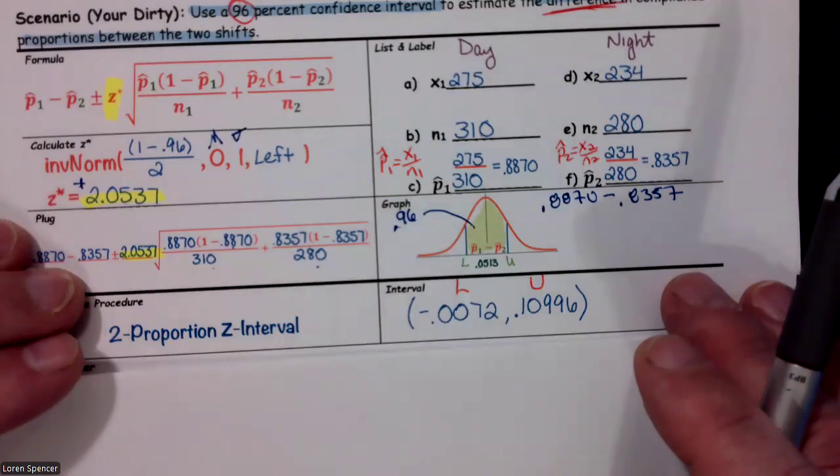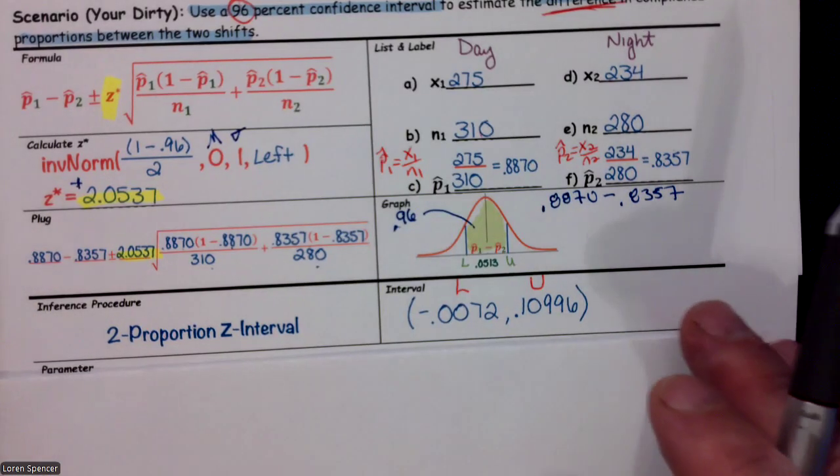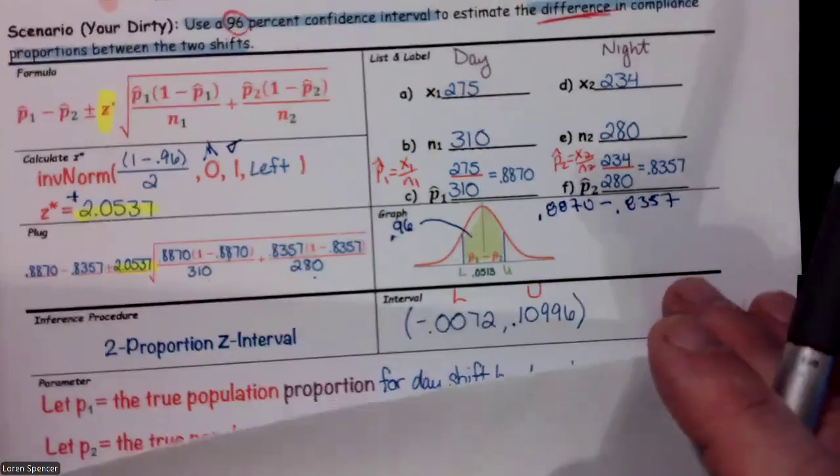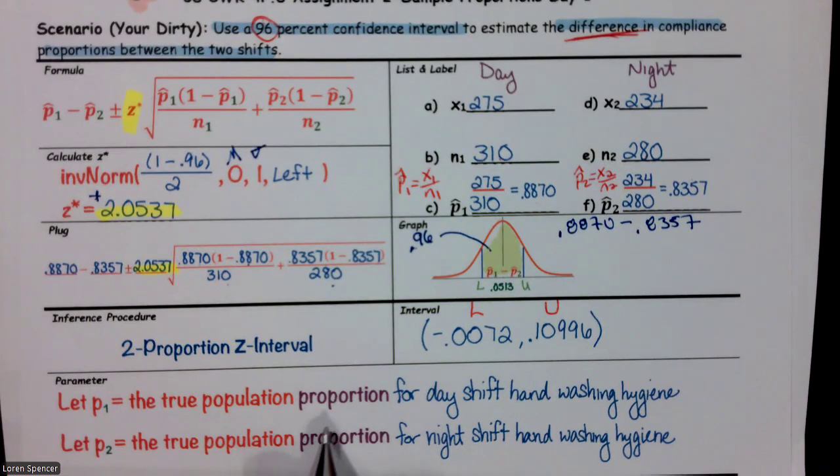So anytime we have two measures, just like when we had two measures for the t-test, we actually have two parameters here. So our parameters in this case are: let P1 equal the true population proportion who wash their hands for the day shift, and let P2 equal the true population proportion for those who wash their hands for the night shift.